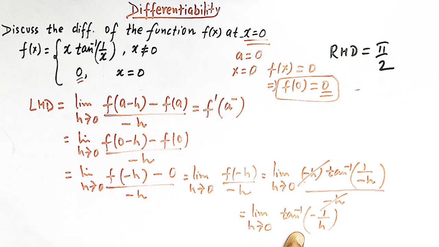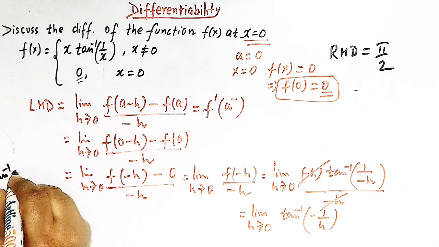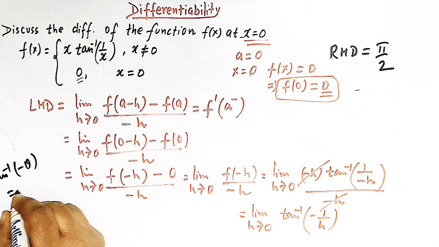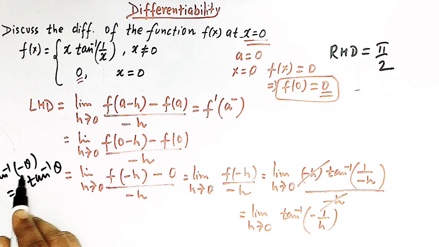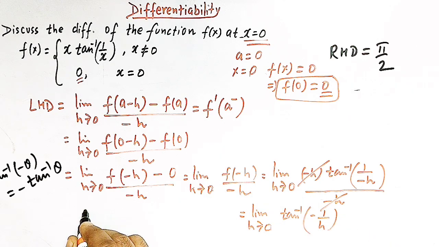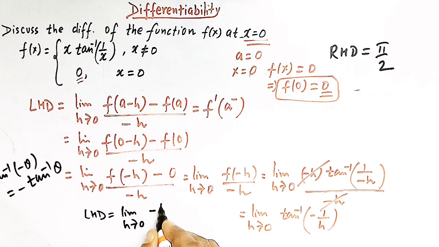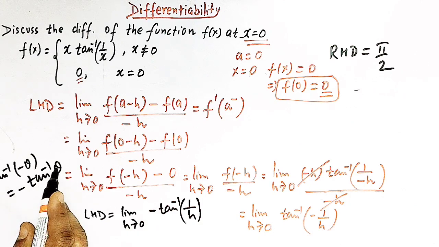So now from inverse trigonometric functions, we know that tan inverse of minus theta is equal to minus tan inverse theta. So here for theta we have 1 over h. So we can now write the left hand derivative is equal to limit h tends to 0, and we have minus tan inverse 1 over h, right? So tan inverse minus theta is equal to minus tan inverse theta.